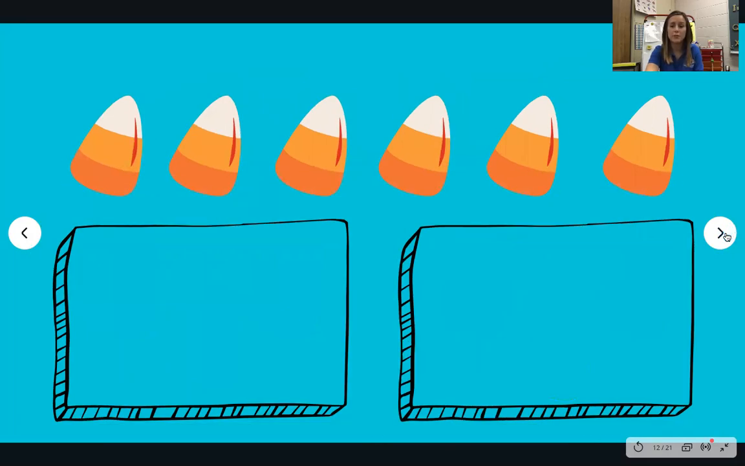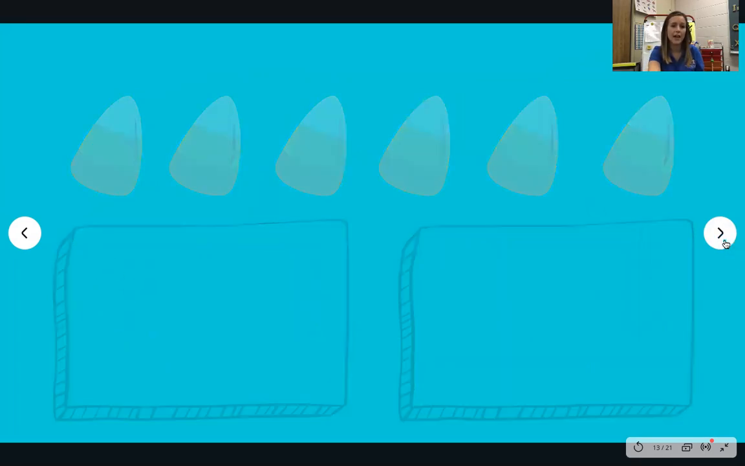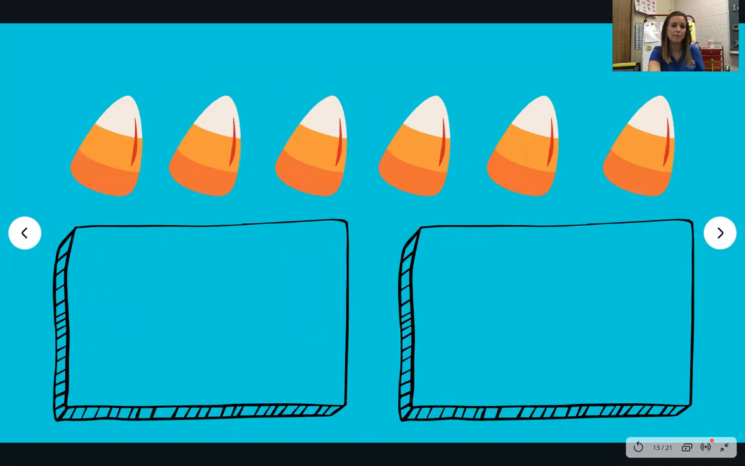Here's my picture again with 6 candy corn in 2 boxes. This time, instead of moving the candy corn, I'm going to just draw a counter in the box to represent the candy corn. So instead of moving this 1 piece, I'll draw a counter, and then I'll draw an X on the candy corn, like this, to show that I've counted it. So I drew this counter and X'd out this one to show that it's accounted for.